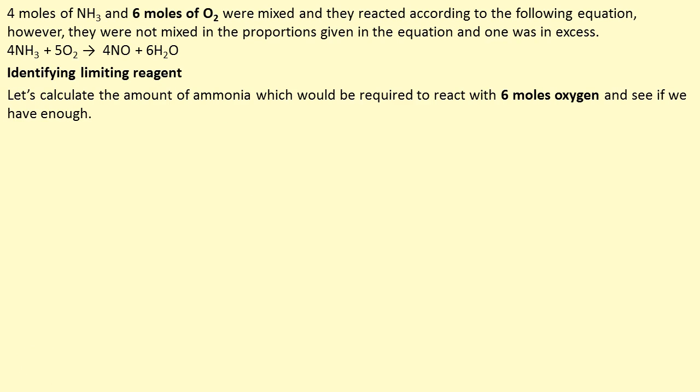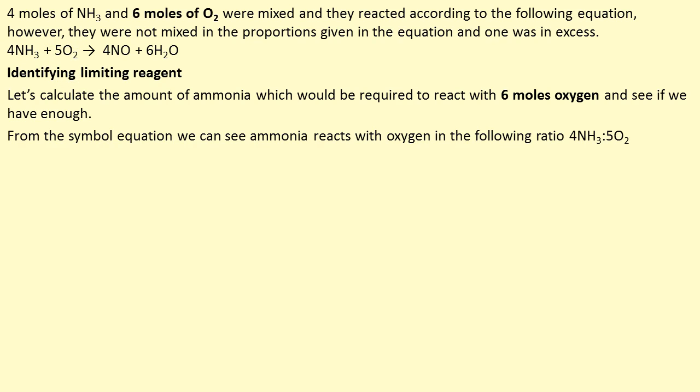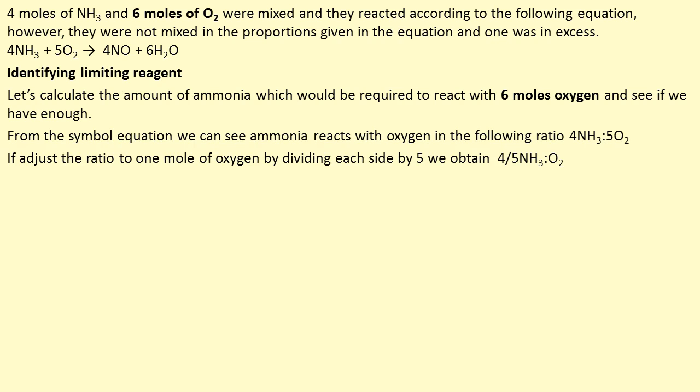We have tried solving this question one way, considering the amount of ammonia stated in the question. Now let's consider how many moles of ammonia would be required to react with the 6 moles of oxygen, which is the amount stated in the question. From the simple equation, we can see ammonia reacts with oxygen in the following ratio. 4 moles of ammonia react with 5 moles of oxygen. If we adjust the ratio to 1 mole of oxygen by dividing each side by 5, we obtain 4/5 of a mole of ammonia to 1 mole of oxygen.